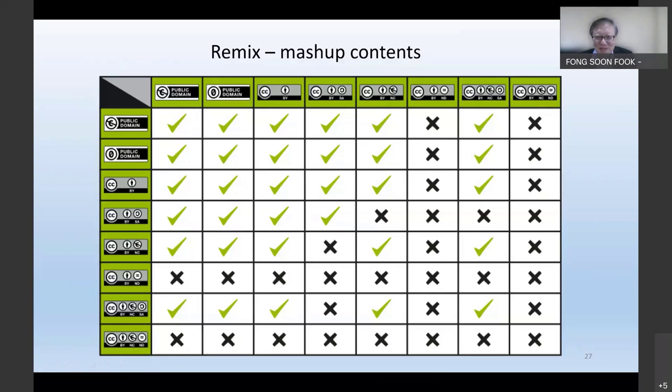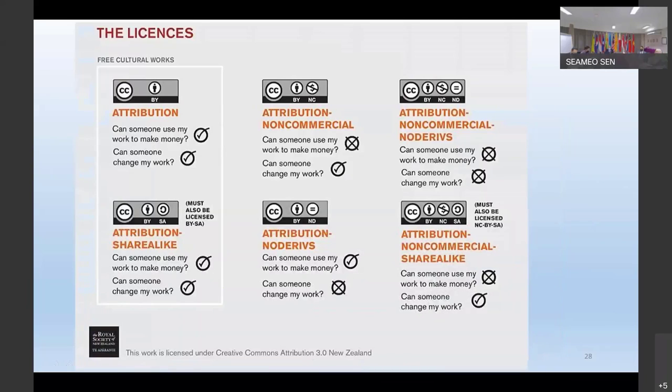Yes. Okay. So this is another way to see it, for example. So there you are. Can someone use my work to make money? Yes. Can someone change my work? Yes, because it's CC BY. The main thing is attribution only.